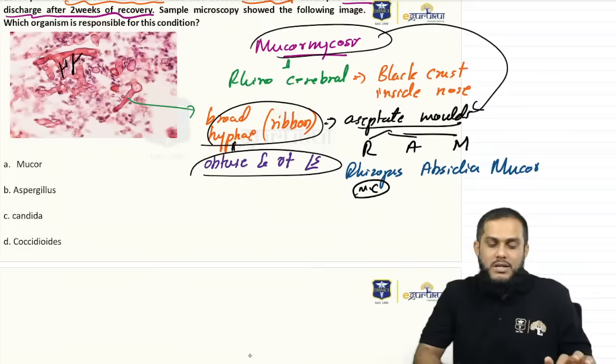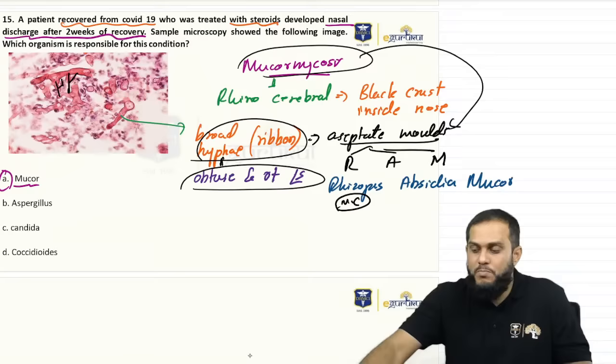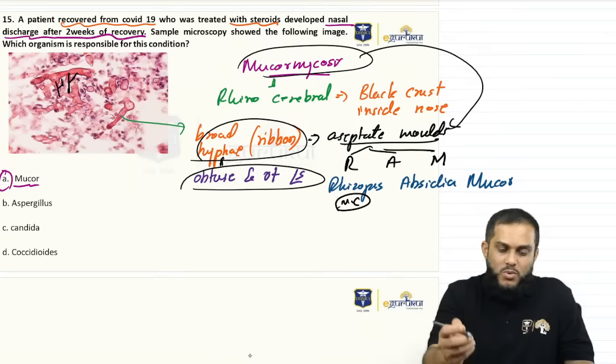This question is based on mucormycosis. Now, if you see the question, the answer is mucor, because rhizopus is not there. If rhizopus would have been there, then it would have gone for rhizopus, because rhizopus is the most common. Rhizopus is not there, mucor is there. So mucor causes mucormycosis.